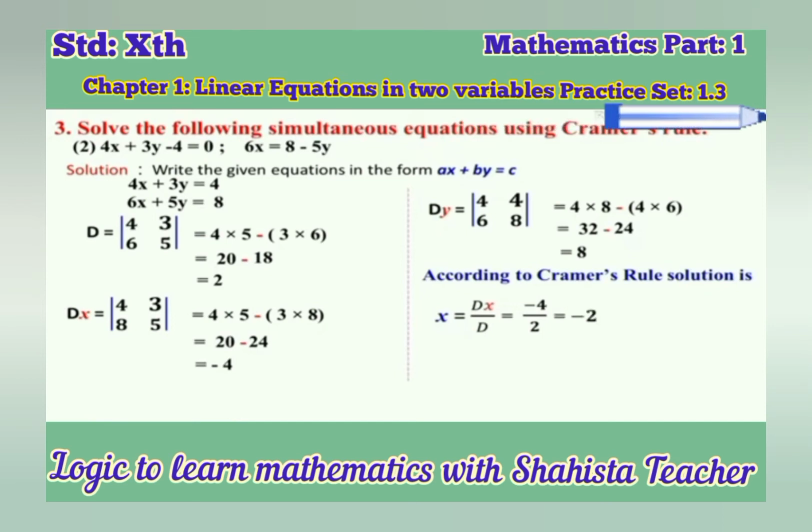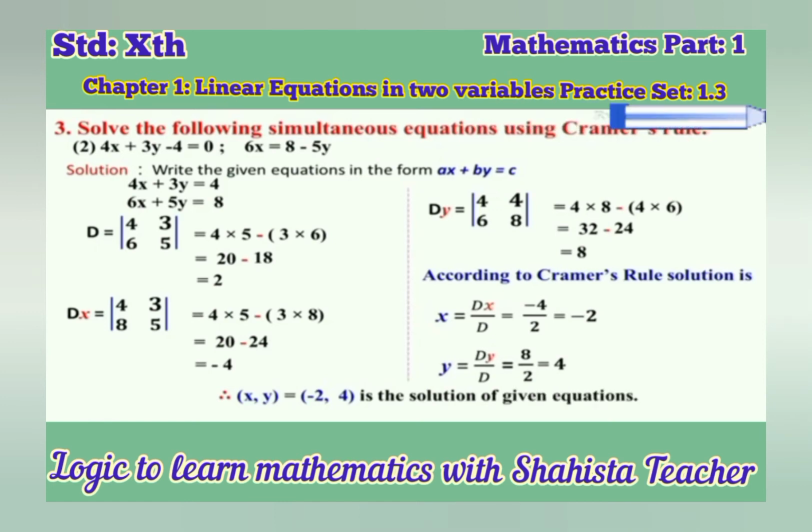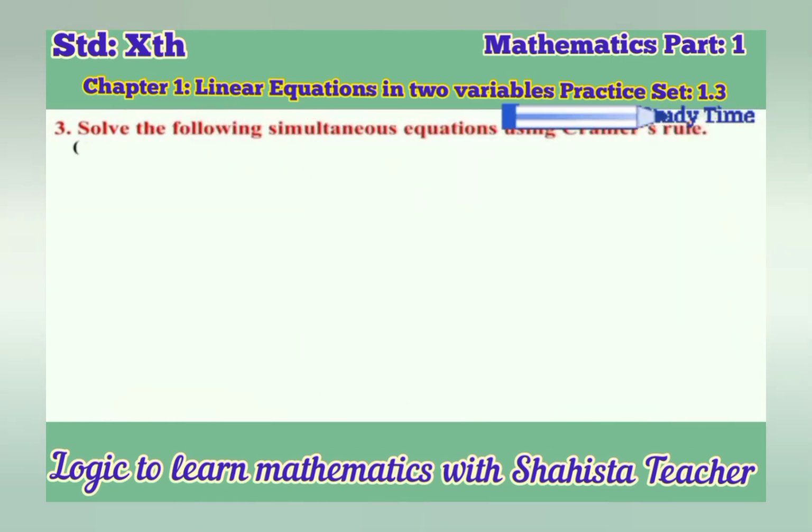So here 2 1s are 2, 2 2s are 4. So minus 2. Minus 2 is the numerator. So y is equal to dy upon d, that is equal to 8 upon 2. So 2 1s are 2, 2 4s are 8. That is equal to 4. Is that clear? So x comma y is equal to minus 2 comma 4 is the solution of the given equations. Is that clear, my dear students? So simple and easy to solve.